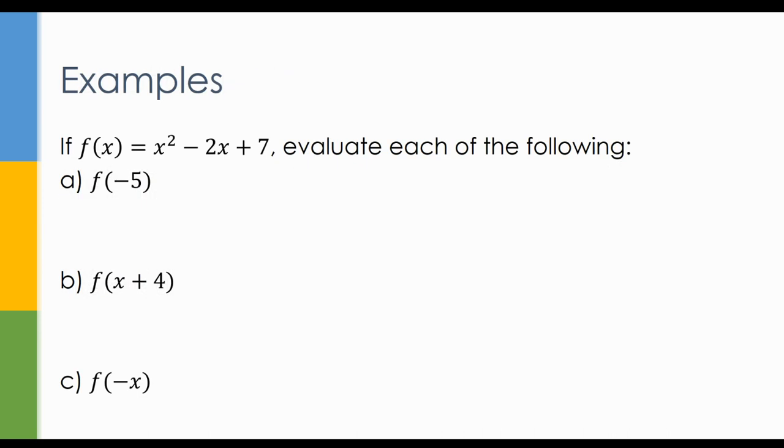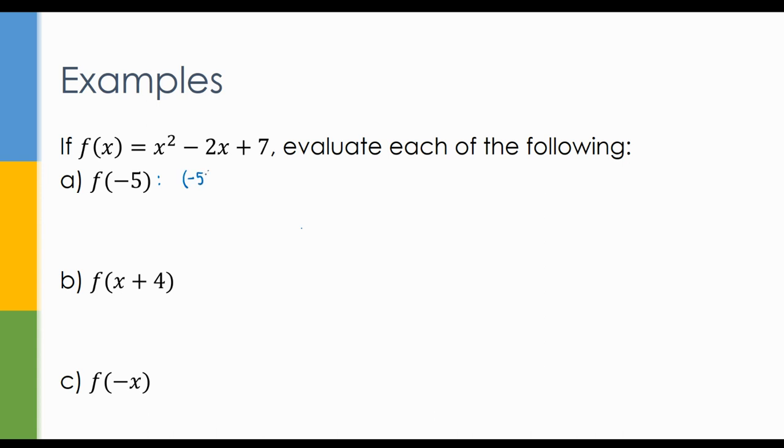So let's look at a couple of examples. If we're given f of x equals x squared minus 2x plus 7, we're going to evaluate each of the following. First, we'll do f of negative 5. Then we'll do f of the quantity x plus 4, and then we'll do f of negative x. So once again, whatever I see in the parentheses is going to substitute into each of the x's in the function provided.